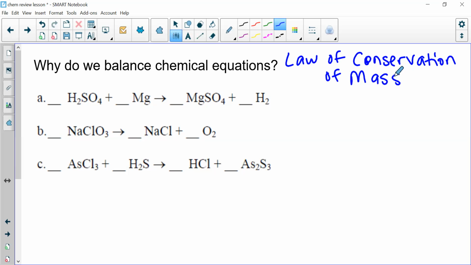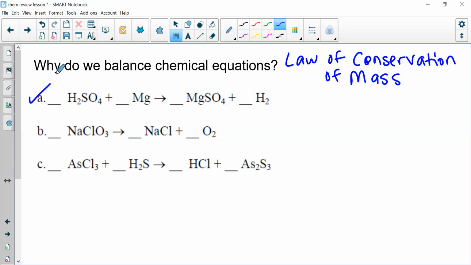Does anybody want to balance this first one here for us? I have sulfuric acid plus magnesium makes magnesium sulfate and hydrogen gas. Is it already balanced? It is balanced. Good, Kira. So I have 2 hydrogen and 2 hydrogen, SO4 and SO4, magnesium, magnesium. That one's balanced. How about number 2 or B?